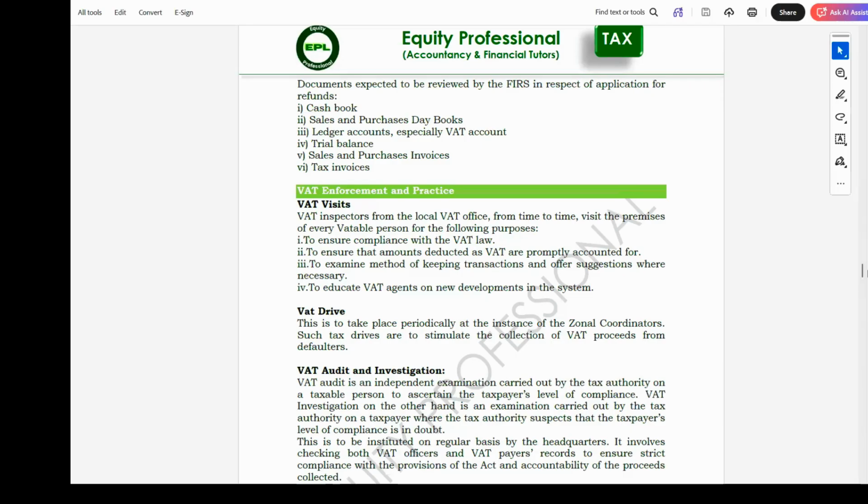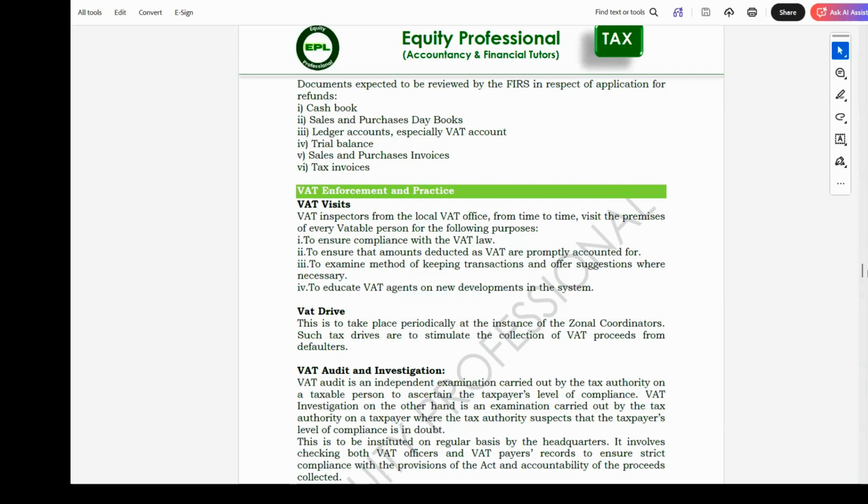They can decide to come to your company uninvited. They'll just come. That is called a VAT visit. They'll visit your company to look at your level of compliance, whether you are applying the normal rate, and whether you are keeping adequate records of the transactions related to VAT. So that process is called a VAT visit. This is one of the reasons why they expect you to register with any FIRS office that is closer to your place of business.